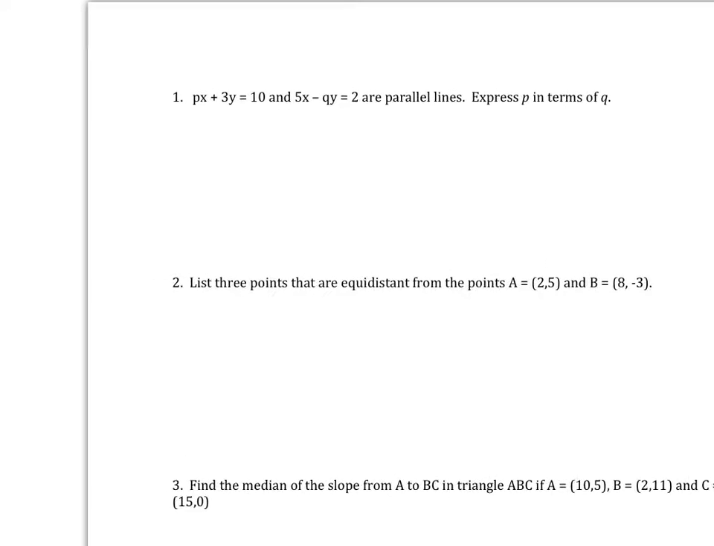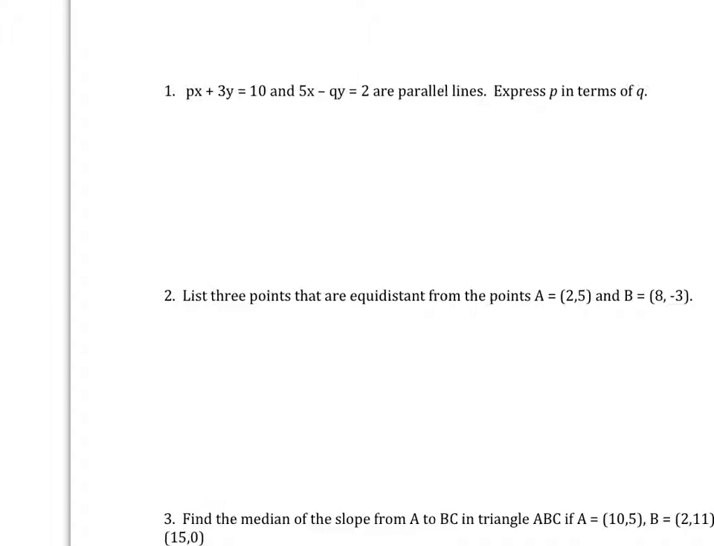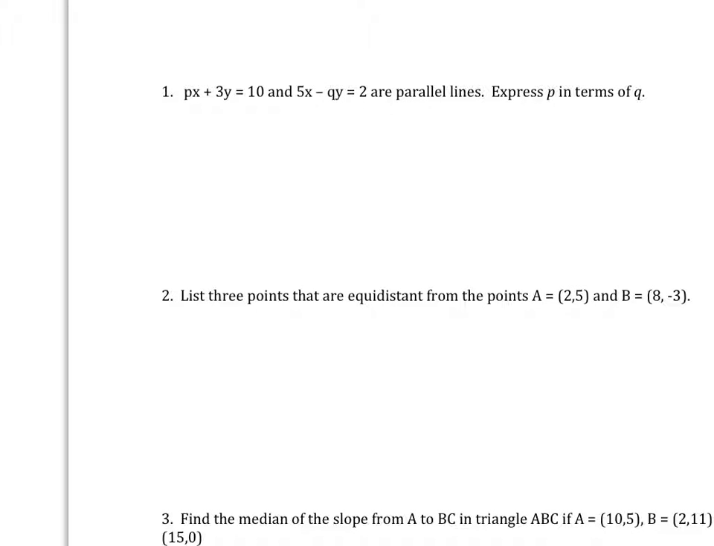Okay, so here we have px plus 3y equals 10 and 5x minus qy equals 2 are parallel lines, and we're to express p in terms of q. In order to do that, we know that these lines have to have the same slope. So we need to figure out what the two slopes are and then set them equal to each other. So let's get these both in slope-intercept form.